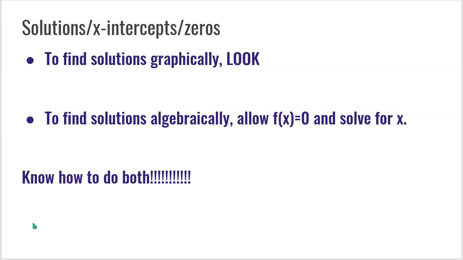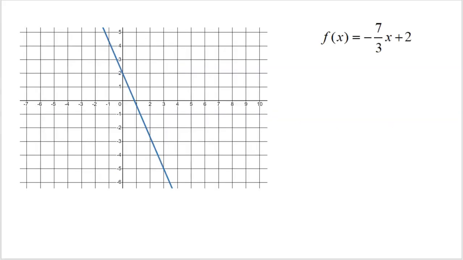To find solutions from a graph, you just look at the graph. To find solutions algebraically and give a really nice exact answer, you simply set f of x equal to 0, aka y, and then you solve for x. Hopefully you know how to solve. Not too bad, right? So know how to do both. It's nice and simple. Here's a pretty easy example.